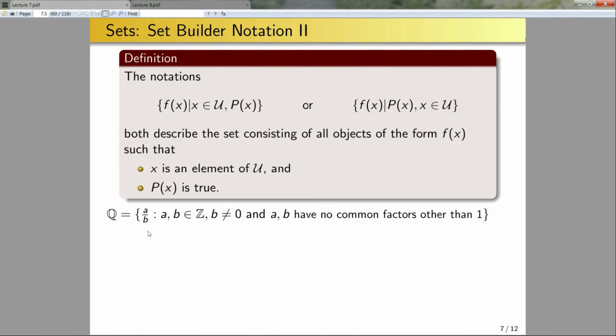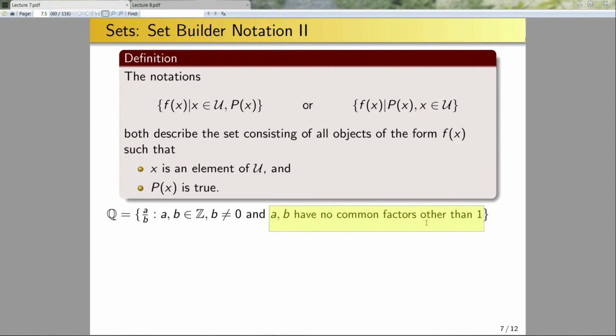Q is simply the set of all elements of the form a divided by b, such that a and b are integers, and the proposition would be that b is not equal to 0 and a and b have no common factors other than 1. One thing before we go on to the next slide: notice that this statement, a and b have no common factors other than 1, is required to make Q a set.